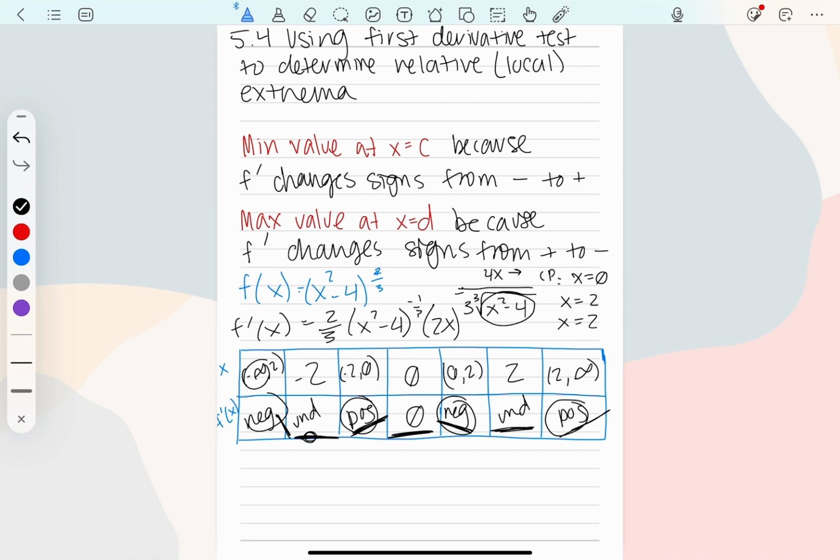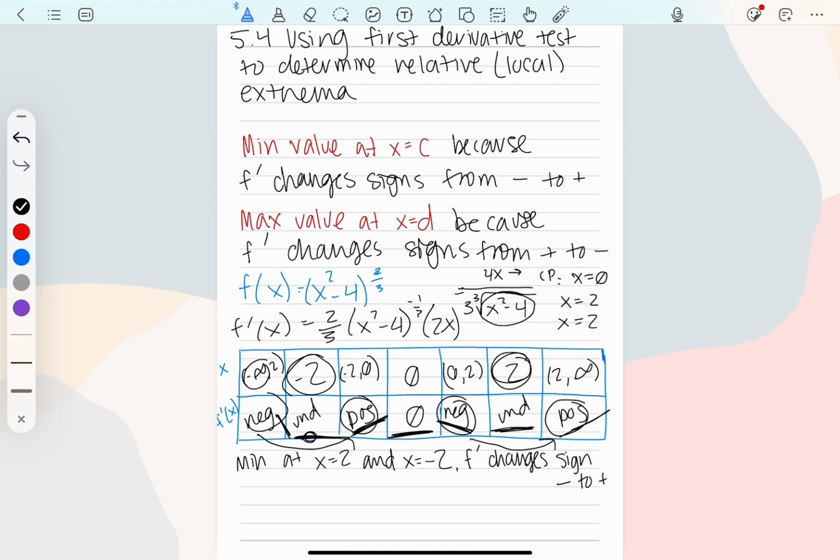So there would be a min at x equals negative 2. Oh, x equals positive 2 and negative 2. Okay. Because f prime changes its sign from negative to positive. And you can see that here. When it's negative 2 right here, it's negative, and it changes over to positive. And right here, it changes from negative to positive.